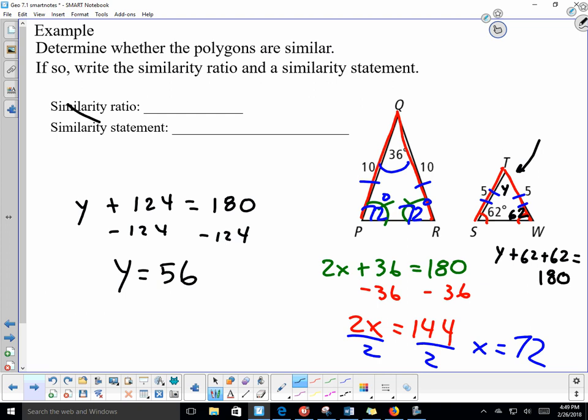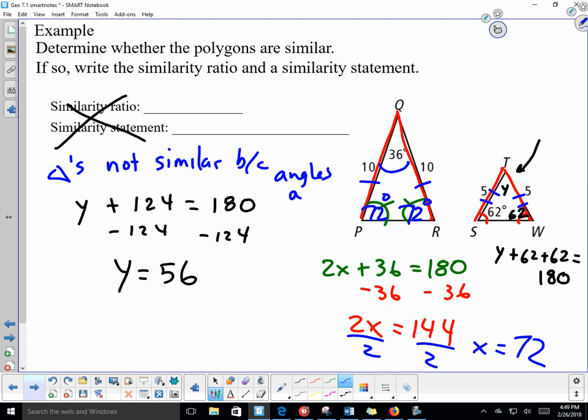So there is no similarity ratio. There is no similarity statement. These triangles are not similar. So I'm going to write triangles not similar because corresponding angles are not congruent.